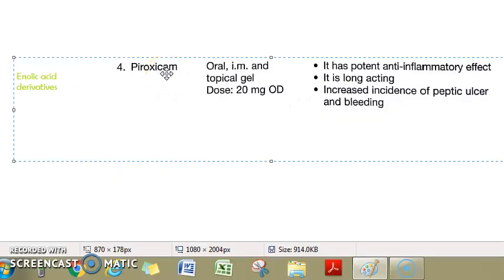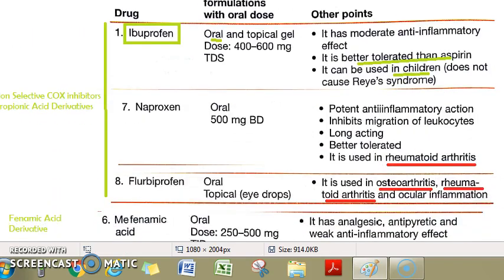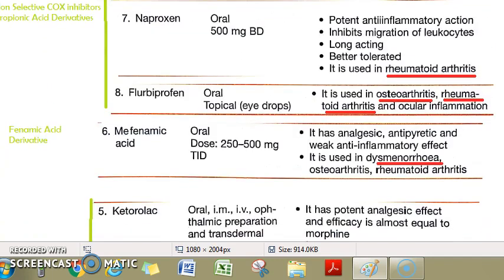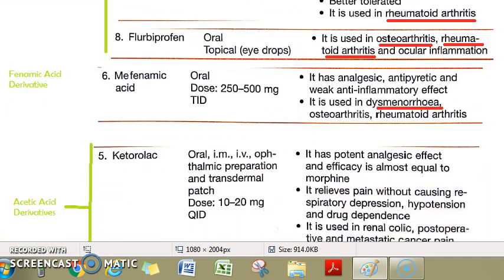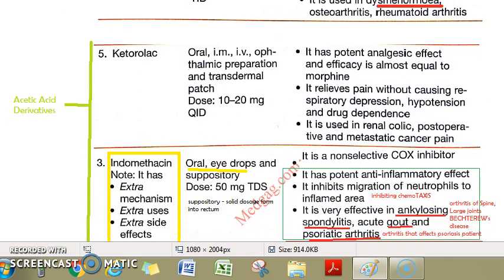So till now what all we saw, do you remember or did you forget already? Let me revise it for you, whatever we have done till now. We saw ibuprofen, better tolerated in children. Naproxen, rheumatoid arthritis. Then mefenamic acid, that is fenamic acid derivative, we can use in dysmenorrhea. Ketorolac and indomethacin, which are acetic acid derivatives.